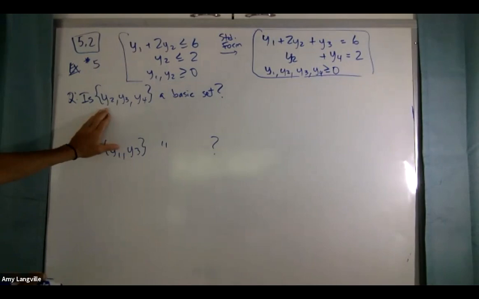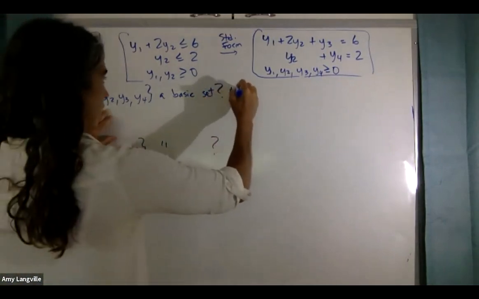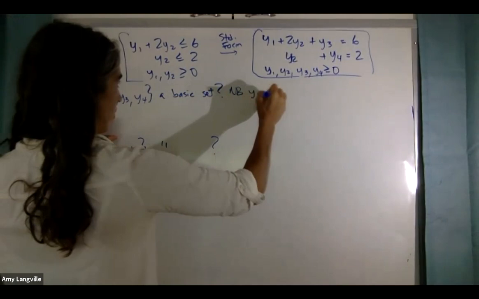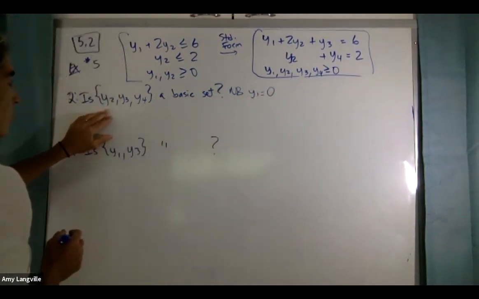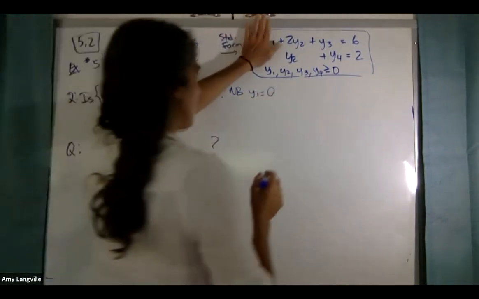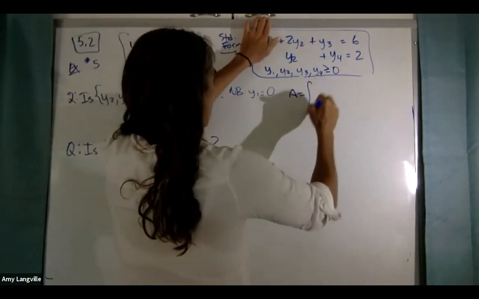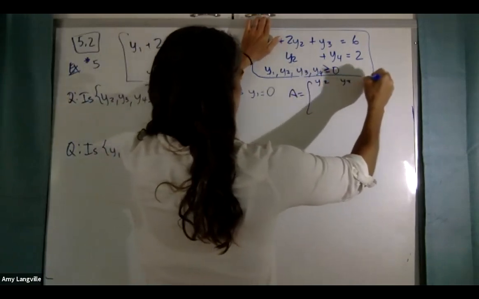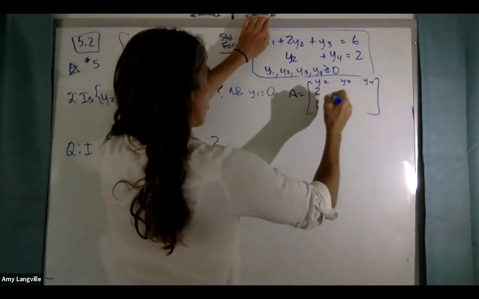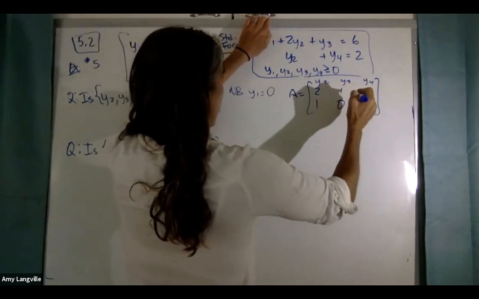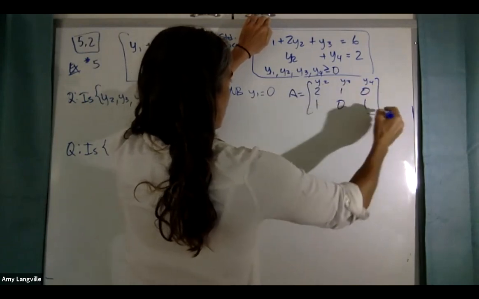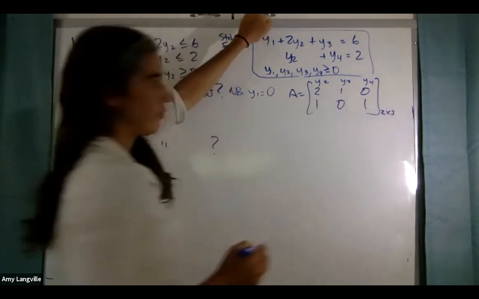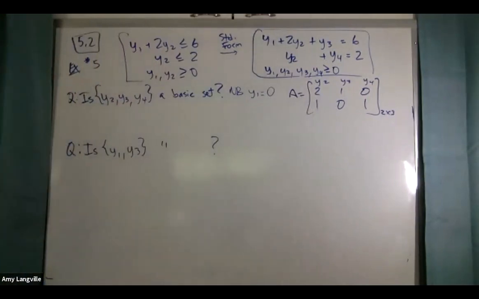Okay, let's try these 2 more sets that he gives us. Is y2, y3, y4 a basic set? That means what's left over, the non-basic, there's only one variable left over, y1 equals 0. And so then the A matrix that's left that we need to solve for has y2, y3, y4 columns. And that would be 2, 1, 1, 0, 0, 1, which is a 2 by 3. Well, this is an underdetermined system, right? We've got 2 equations, 3 unknowns.